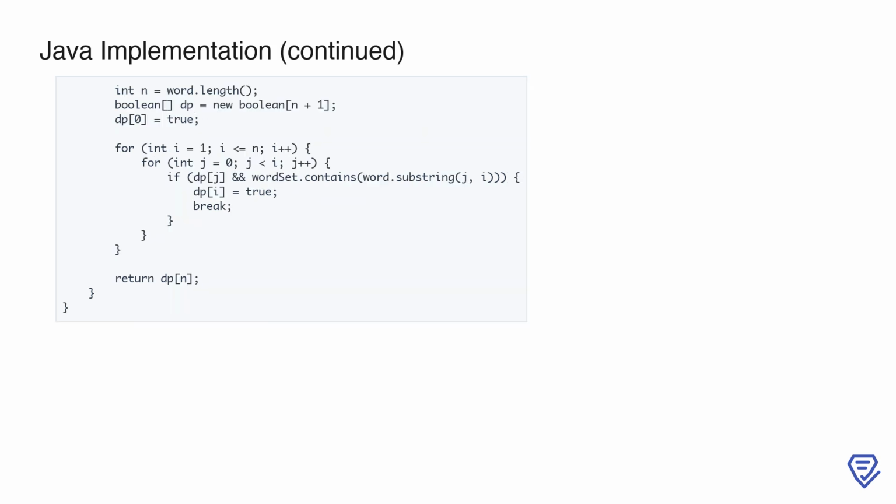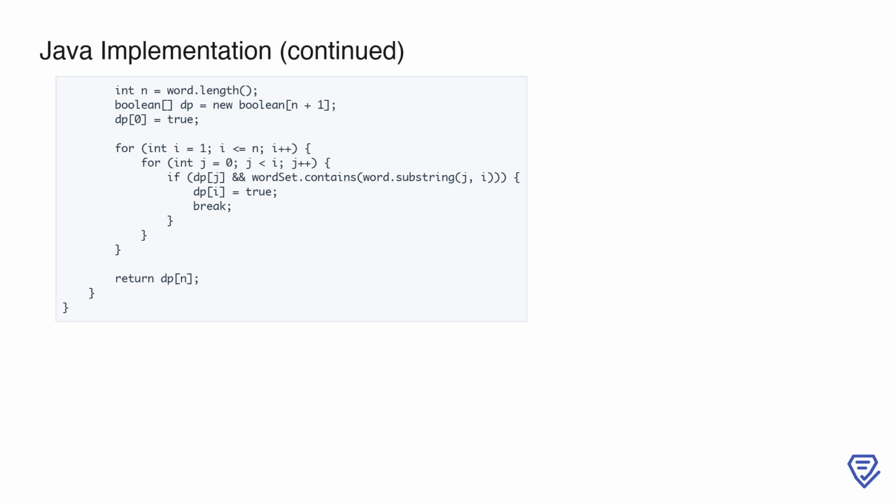The helper method isConcatenated implements the logic to verify if a word can be formed from other words in the set. First, it handles an edge case. If the word is empty, we immediately return false. Then, we initialize a dynamic programming array, dp, where dp[i] indicates whether the substring up to index i can be formed using the words in wordSet. The base case, dp[0], is set to true because an empty prefix is always valid.